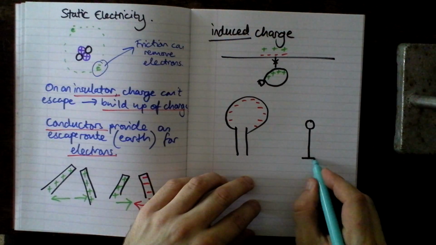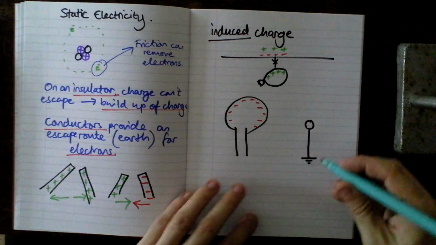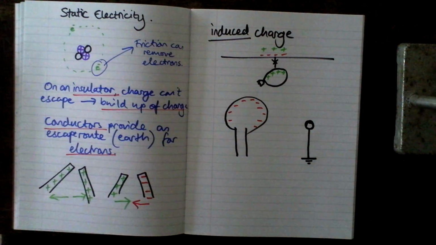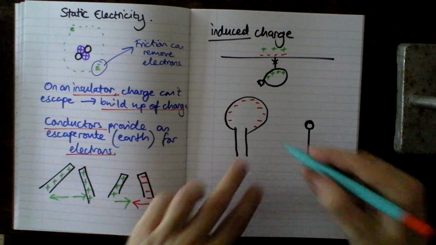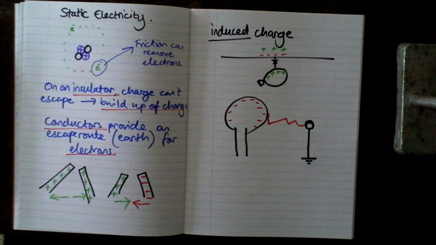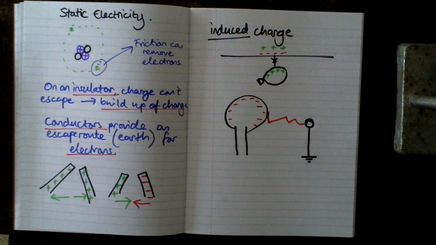If I have something close by, an escape route to Earth, and this is our electrical symbol for Earth, those three lines, but I put something close to the dome of the Van de Graaff, you've all seen what happens. Just like lightning, a spark can leap across the gap, just like a little bolt of lightning. And all that is that the potential difference between those 2 points is so big that the electrons have enough energy to leap across the gap. And as they leap across, they make the air very hot, which is why you see a spark.